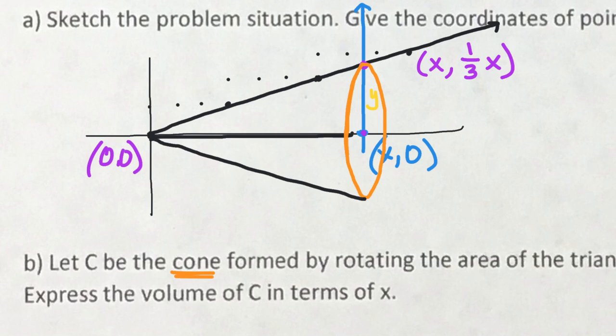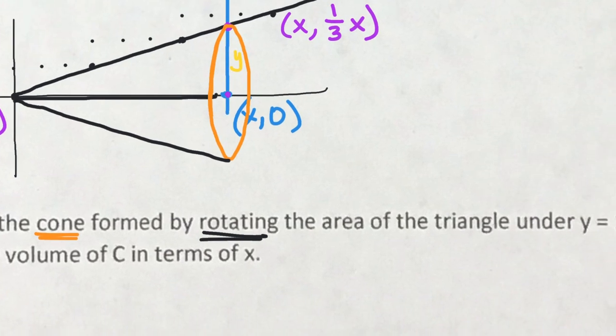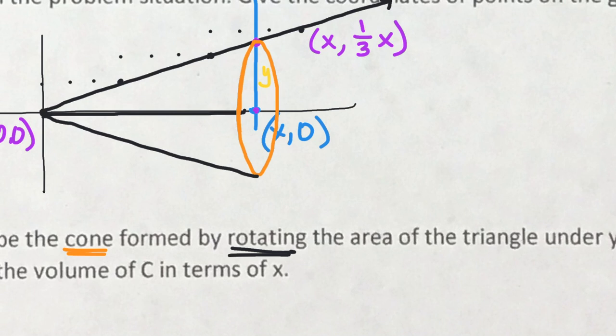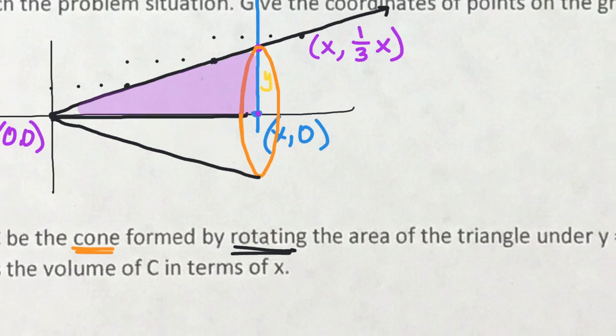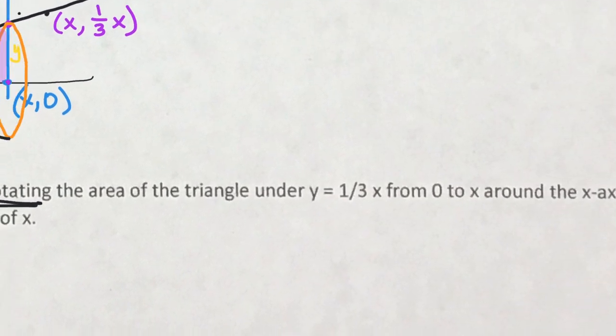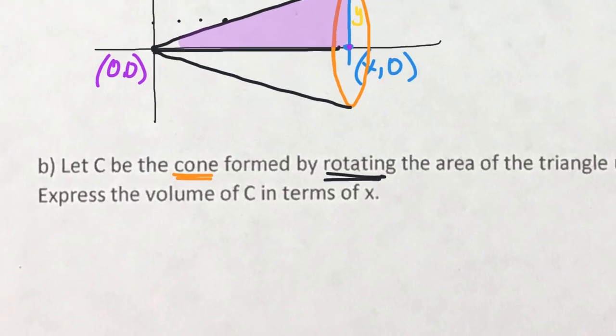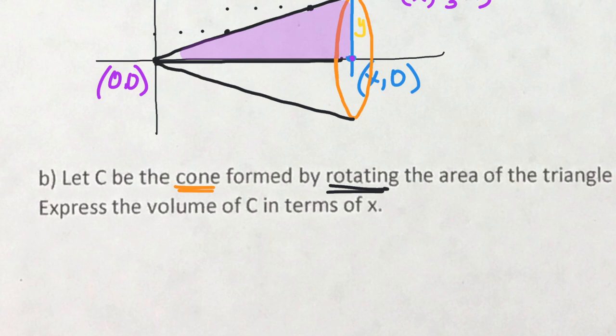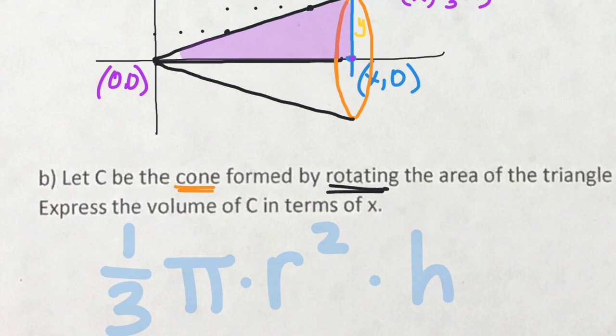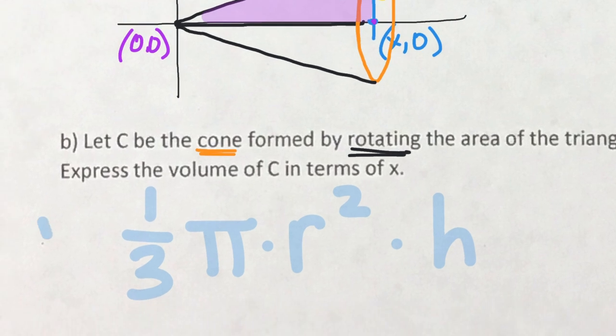Okay, let C be the cone formed by rotating the area of the triangle. Here we go. So we were rotating this area, our triangular area, around the x-axis. And when we rotate an area, we get a volume, right? It'll be fun when you get to calculus and get to do that kind of stuff. Around the x-axis. Express the volume of C in terms of x. Okay. So volume is 1/3 of the area of the base, and our base is a circle. So 1/3 pi r squared times the height of your cone. Right, so this is a volume formula for a cone.